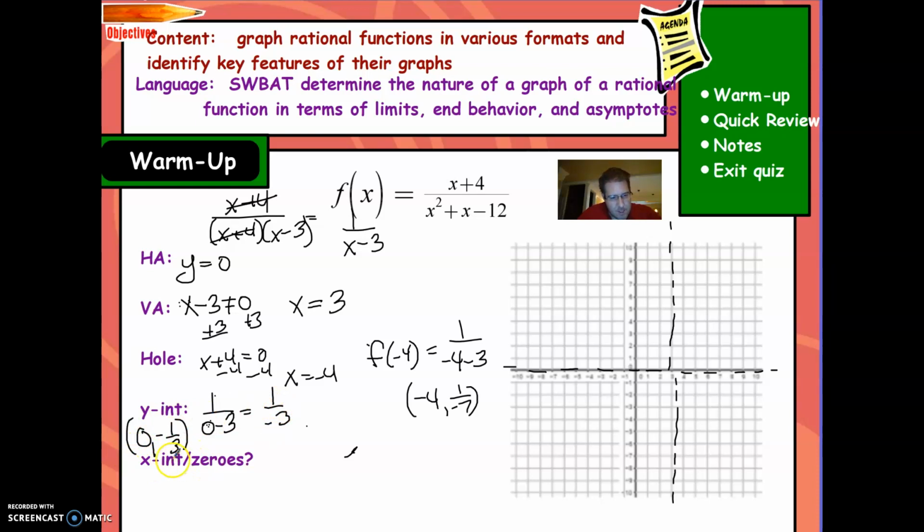And the x-intercept is when y is 0, which means the numerator is 0. It has a height of nothing. 0 divided by anything is still going to be 0. So that's when x plus 4 equals 0.